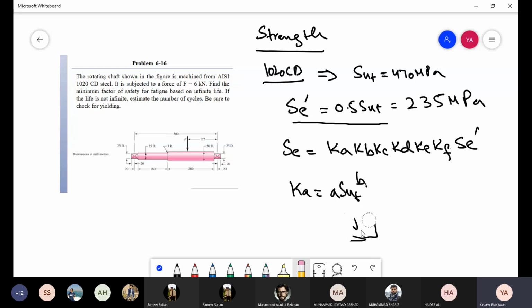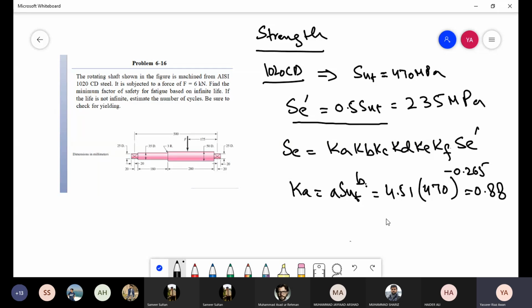This you would see in table 6.2: a is 4.51, SUT would be 470, and b is minus 0.265. That would give you the surface factor as 0.88.